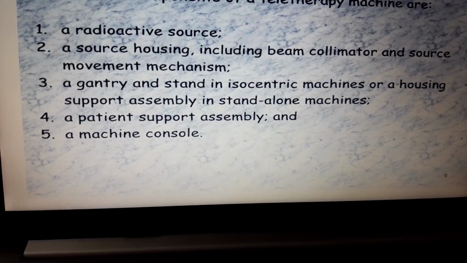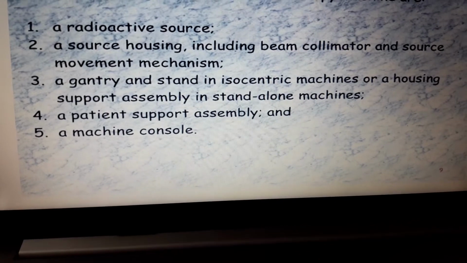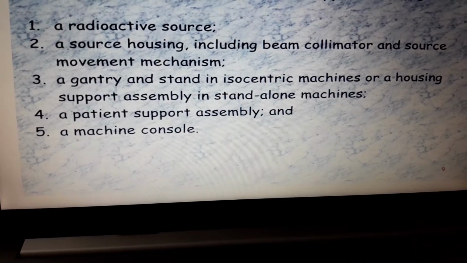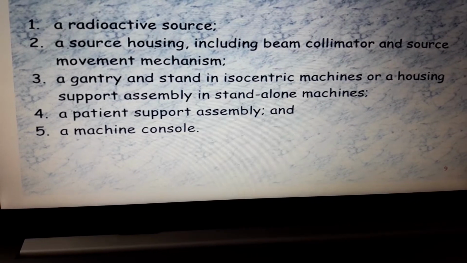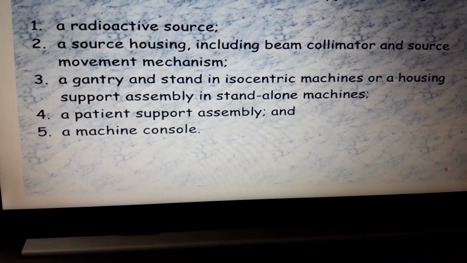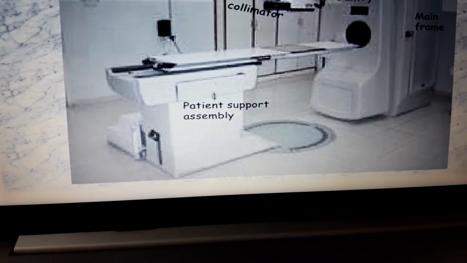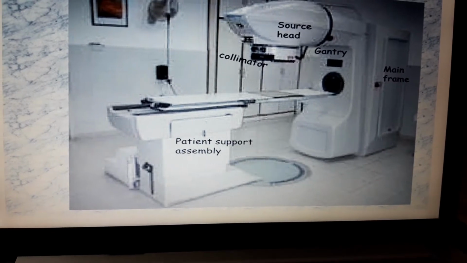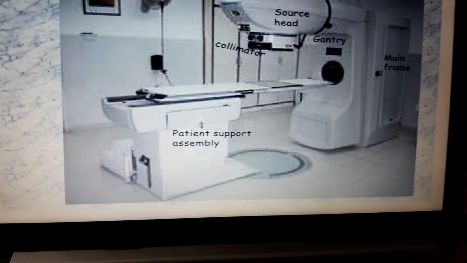Now, the main components of a teletherapy machine are a radioactive source, a source housing, including beam collimator and source movement mechanism, a gantry and stand in isocentric machines, or a housing support assembly in stand-alone machines, a patient support assembly, and a machine console. It is the cobalt 60 machine with collimator, source head, gantry, main frame, patient support assembly, that's couch.